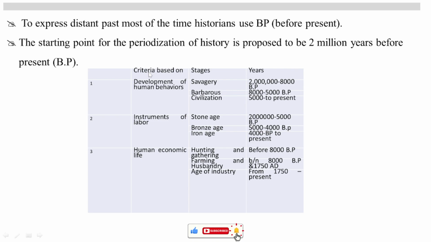So there are three major criteria. The first criteria is the development of human behaviors.